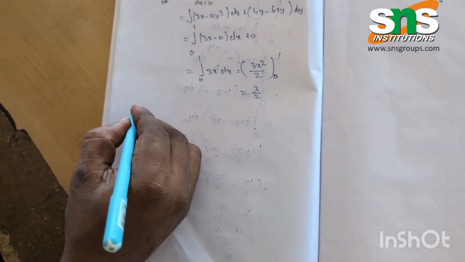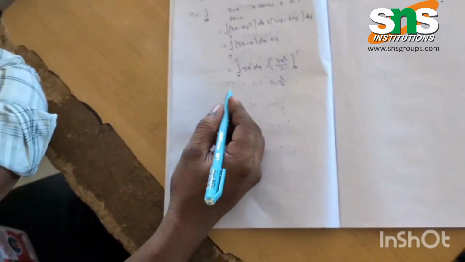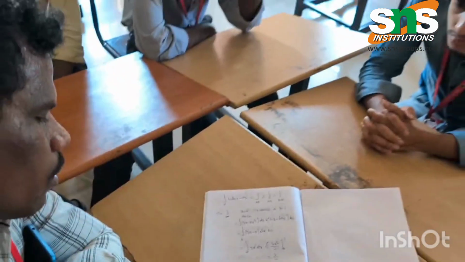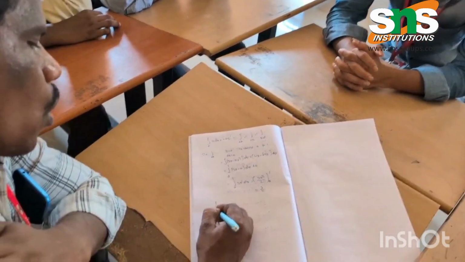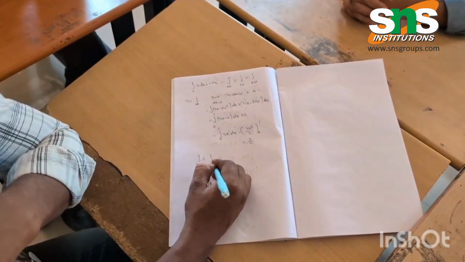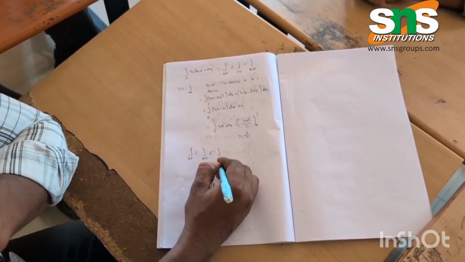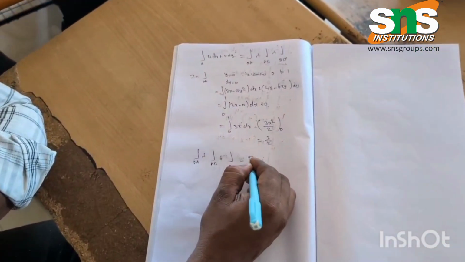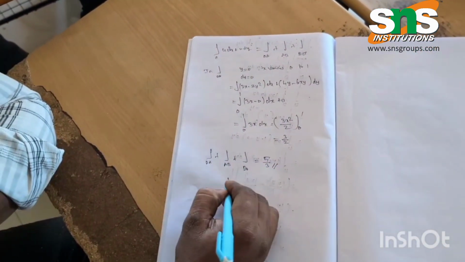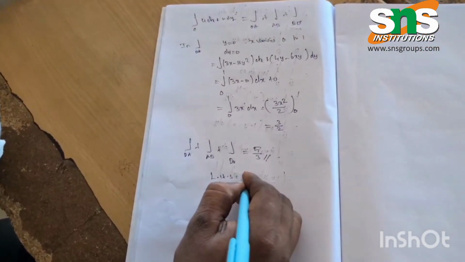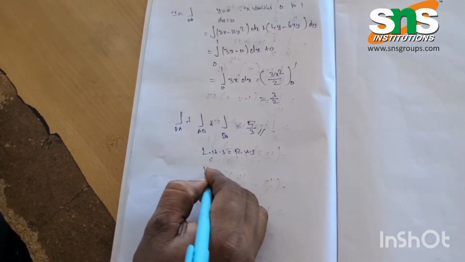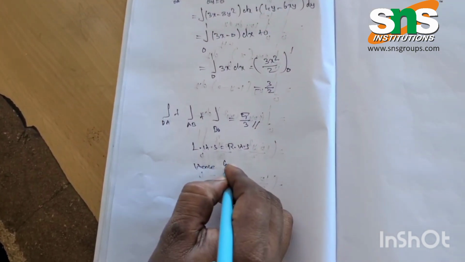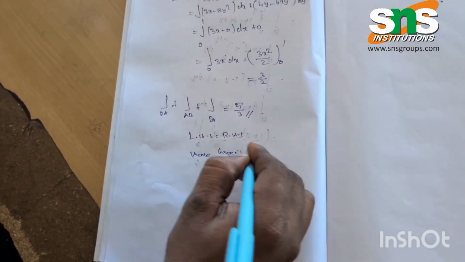Similarly, we can find integral AB and integral BO. Finally, we get the sum of integral OA plus integral AB plus integral BO equal to 5 by 3. Therefore, left hand side equals right hand side, hence Green's theorem is verified.